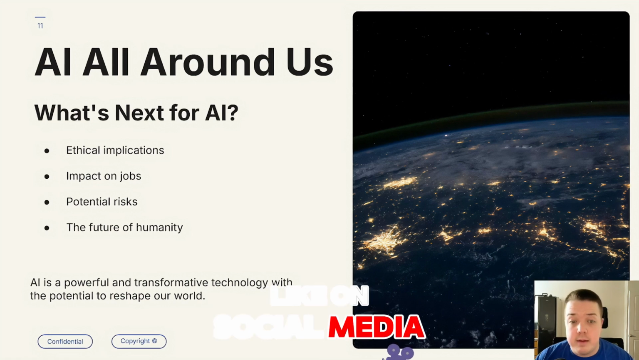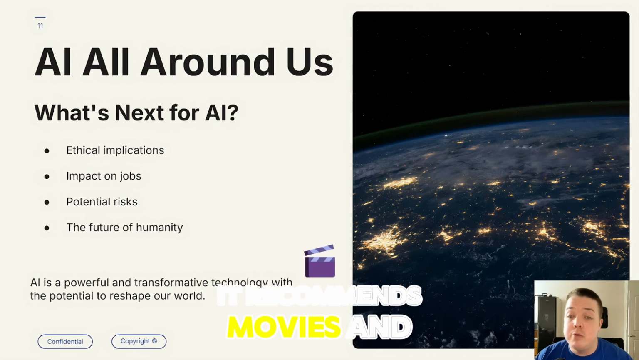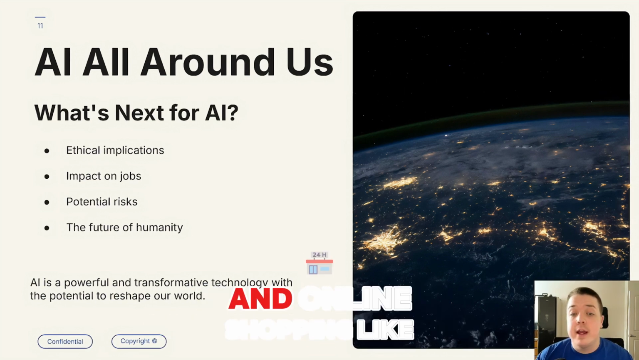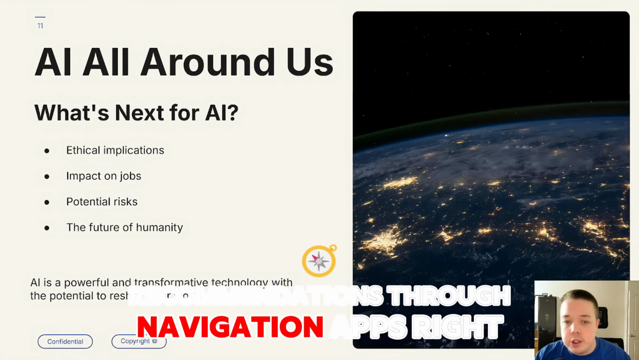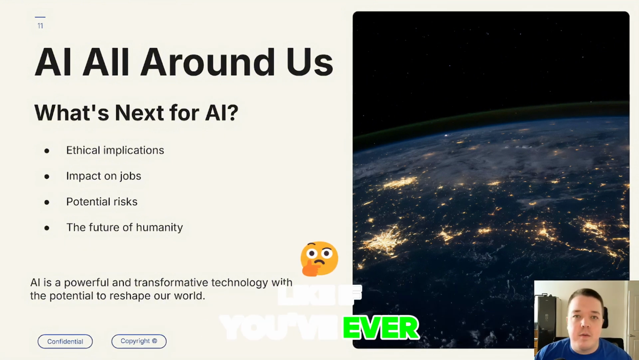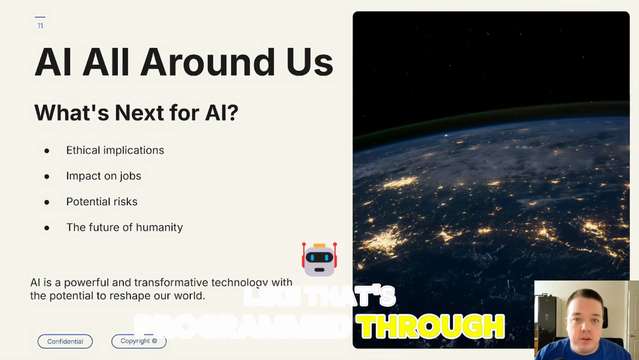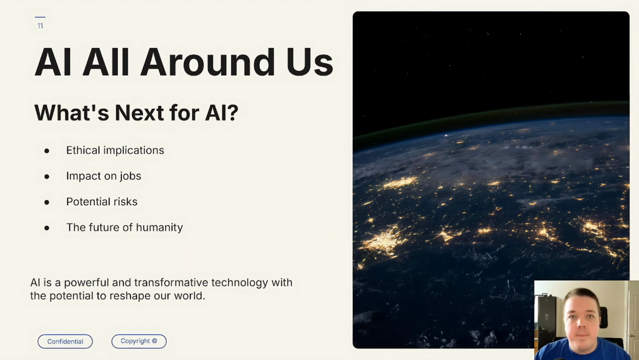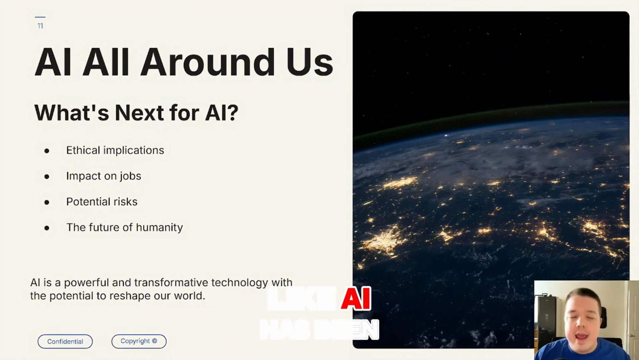Like on social media, AI curates your feed and suggests content. Through streaming services, it recommends movies and music based on your preferences. In online shopping, like I said, the ads and product recommendations. Through navigation apps, like if you've ever been using Google Maps and you see, oh, there's a traffic jam up ahead, that's programmed through AI using real-time data. That traffic report comes in to Google, and then it's able to be spit back out into the navigation apps. Even your Garmin, like when you've been using Google Maps for 20 plus years, AI has been around.